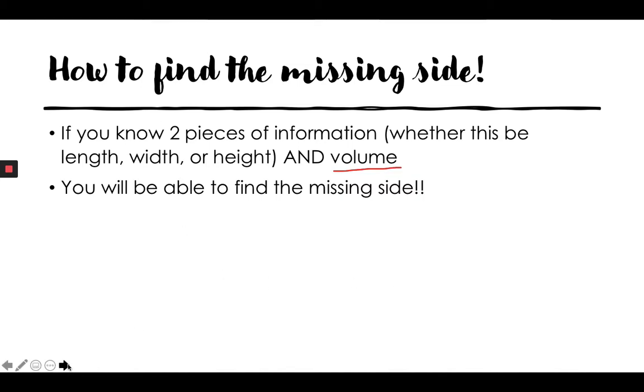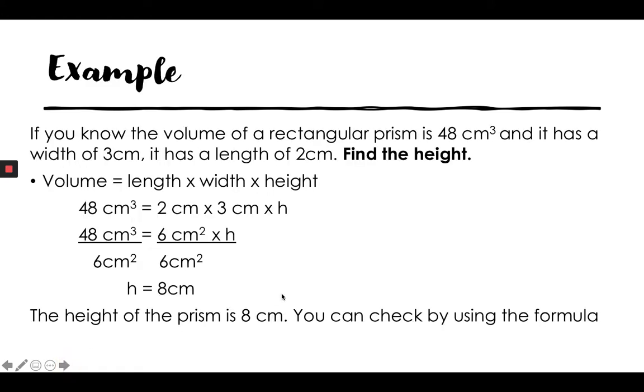I'll give you an example so it's a little bit more clear. If you know that the volume of a rectangular prism is 48 centimeters cubed and that it has a width of 3 centimeters and a length of 2 centimeters, find the height. So let's think about how we can find the height.